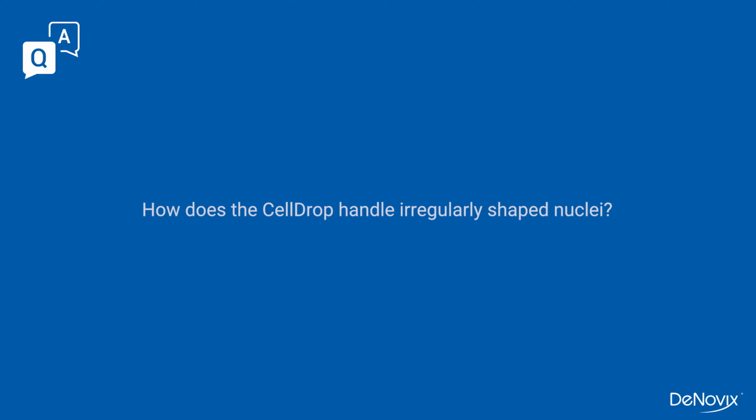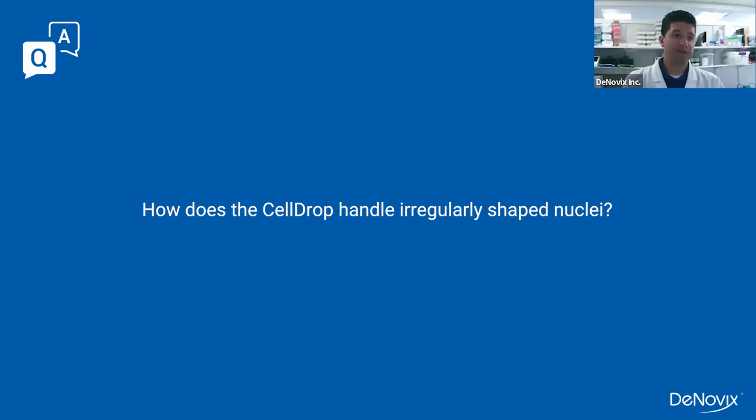First question I have is about irregular shaped nuclei. Basically, how does CellDrop deal with irregular shaped nuclei? Oh, it's a great question. So the CellDrop and a lot of other automated cell counters are designed to count circles. A lot of tissue culture cells, PBMCs, all your classical reasons you would want to count, they're circular. But we have some additional modifications in our algorithm.